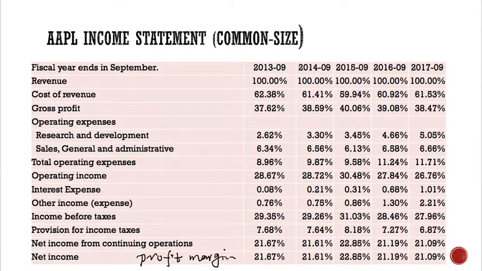So when we look at this percentage, we can tell, oh, in the past 5 years, Apple's income, from this income statement, we can tell this company is very stable and promising, because look at the profit margin, it is pretty high.